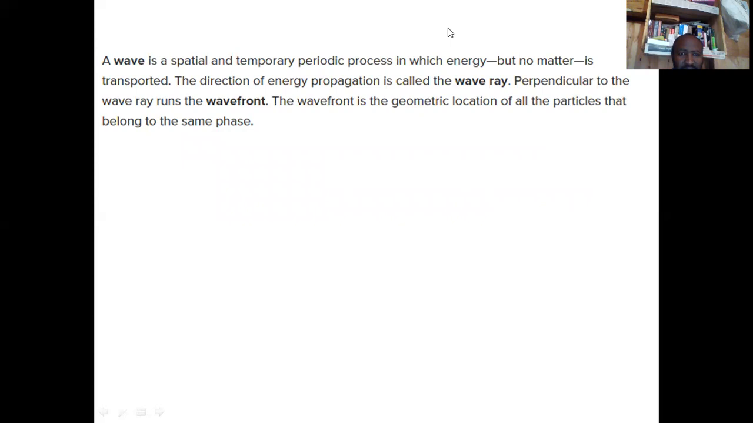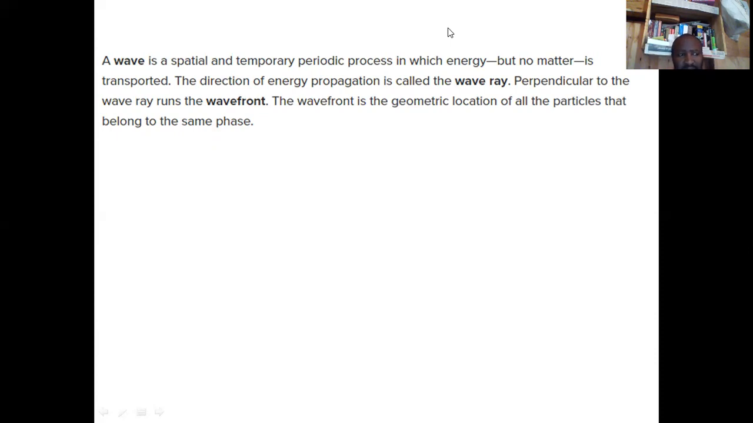So it's a process in which energy is transported, but not mass. It's only energy that is transported. The direction of energy propagation is called wavelength. The perpendicular to the wavelength runs the wavefront. The wavefront is the geometric location of all the particles that belong to the same phase.